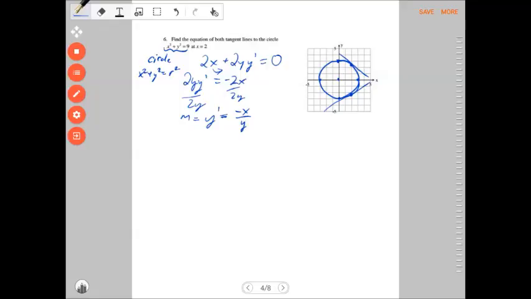Oh, wait a sec though. Remember, before it was good enough because all our slope equations just had x's. But now our slope equation has y's, so we kind of need to solve for the y values. So when x is 2, we get 2 squared plus y squared equals 9. Well, 2 squared is 4, so 4 plus y squared equals 9. Minus 4, so y squared equals 5. So y equals plus or minus square root of 5.